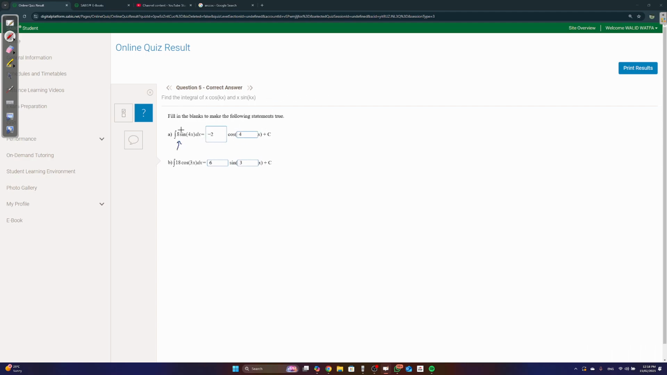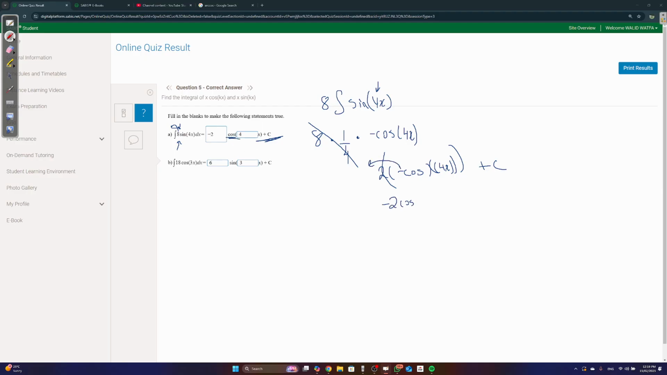Integral of 8 sine 4x. Anytime you see a number here, take it outside. It's a constant, always take it outside. So you're going to get 8 times the integral of sine 4x. What's the rule? Integral of sine ax is 1 over a, so 1 over 4, times sine changed to negative cosine 4x. The 4 cancels, 2 times minus cosine 4x, plus c. If it's written, don't forget that. Sorry, you take the negative outside, so it becomes negative 2 cosine 4x plus c.